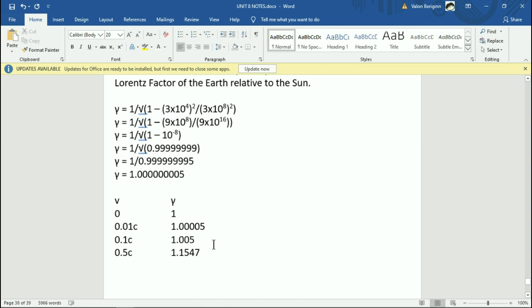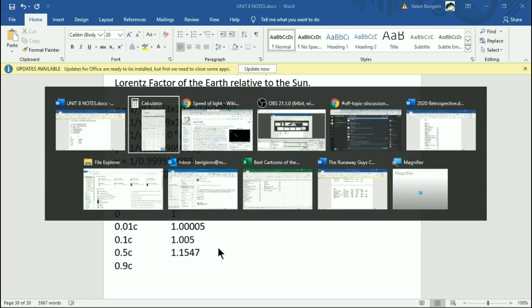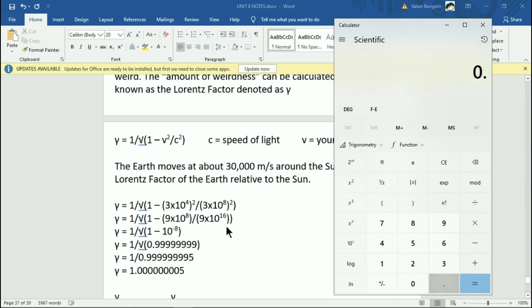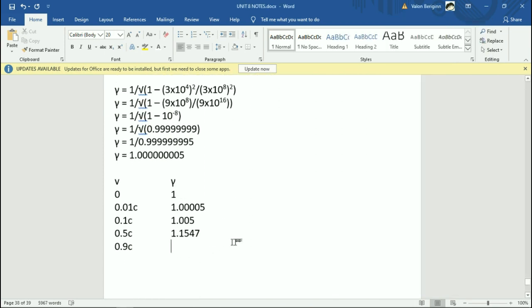Okay, you know what? Let's jump all the way to 90% the speed of light. So 0.9 squared. 1 minus that. Square root of that. And then reverse of that. Okay, we're over 2. 2.294. So it's not bound between 1 and 2. It can go greater than 2.